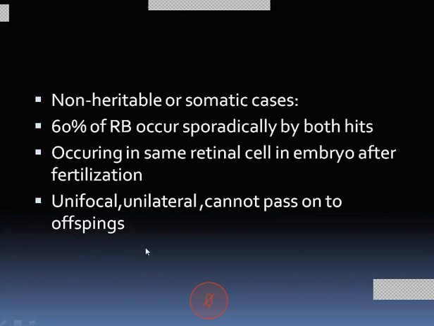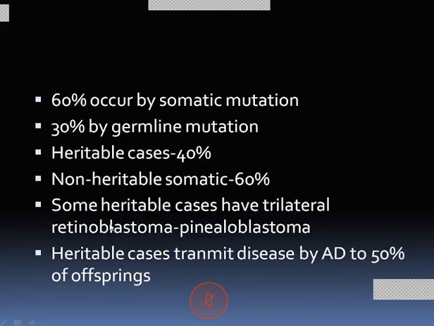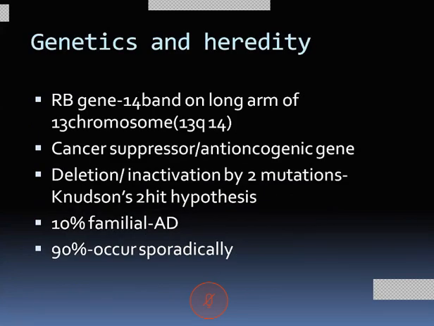Whereas the rest of the cases, the heritable cases, may be bilateral and multifocal. So have you understood that basically the retinoblastoma gene is a tumor suppressor gene? Because of deletion mutations, that is Knudson's two-hit hypothesis.